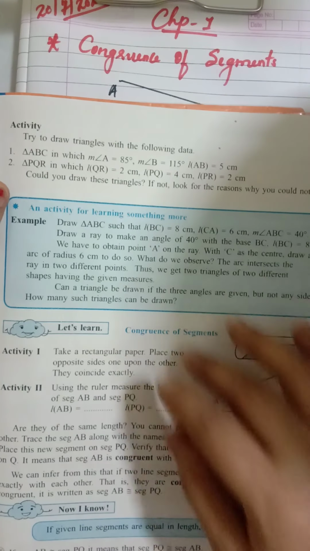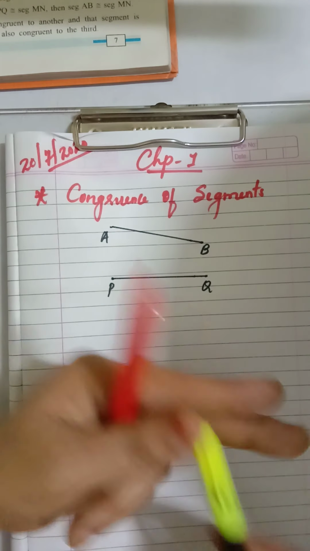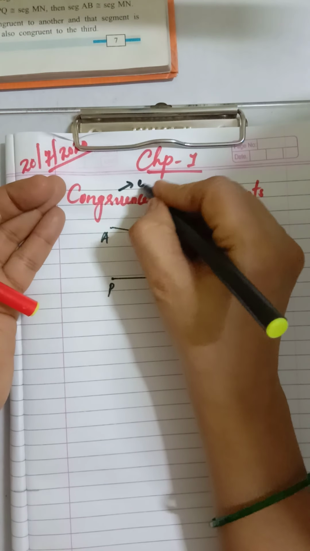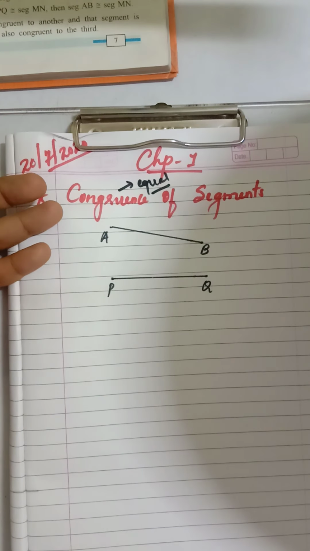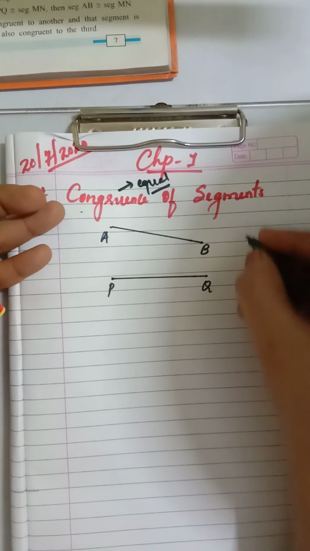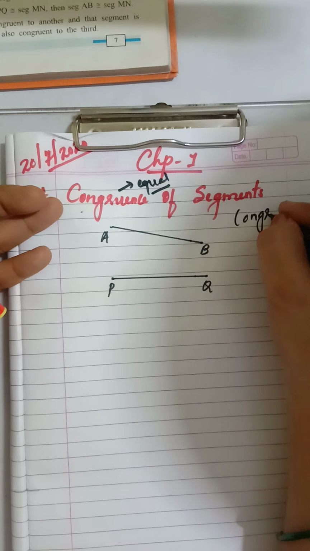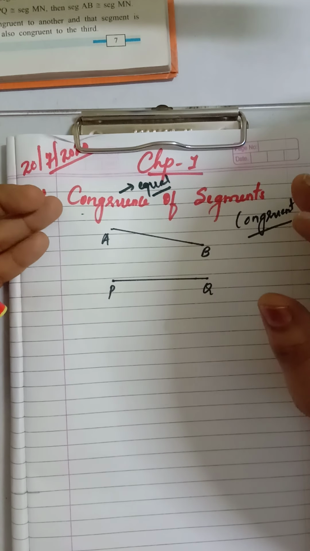Now after that let's start with the next topic, that is congruence of segments. Here the word congruence means nothing but same, equal. It means equal. This word congruence can also be called congruent. When we do sums we say congruent, and congruence, congruent, equal, all mean the same.